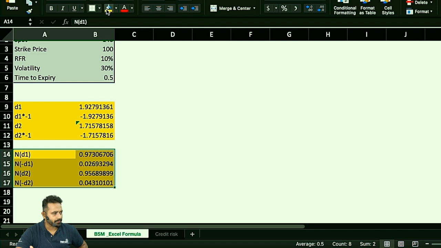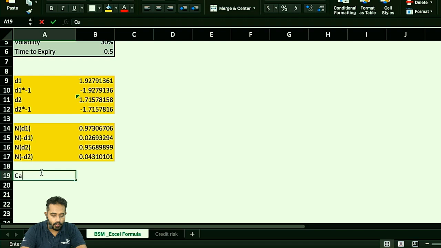Now, once we have ND1, ND2, and all of these values, next step is to find out the value of call option. Okay, and we will also find out the value of put option, call option and put option.